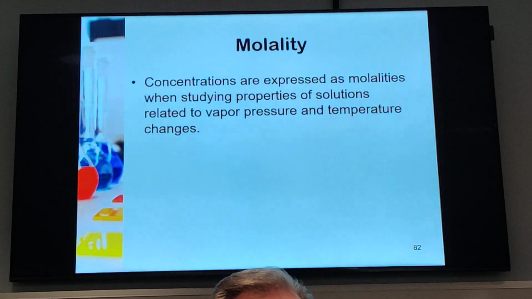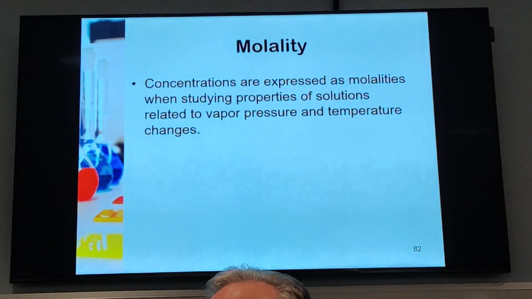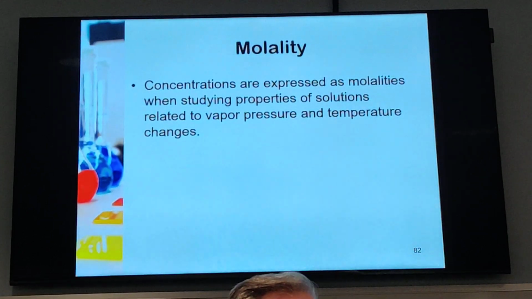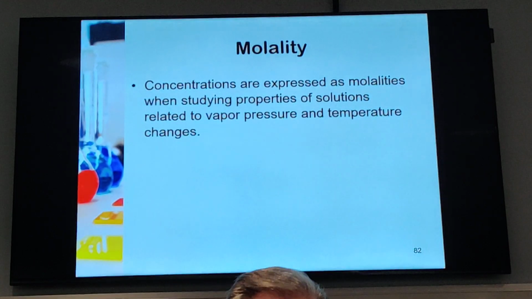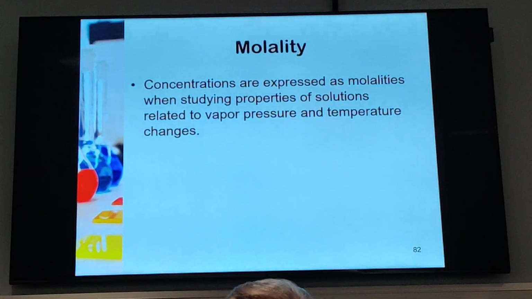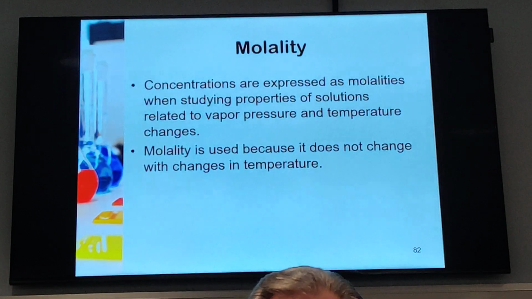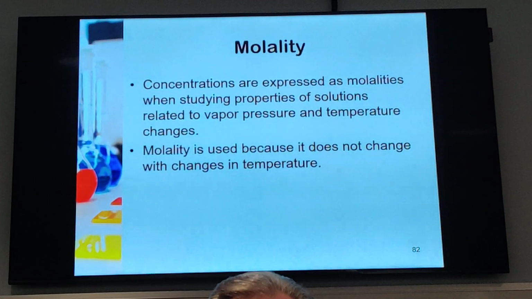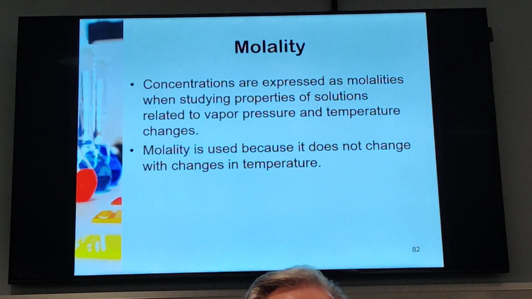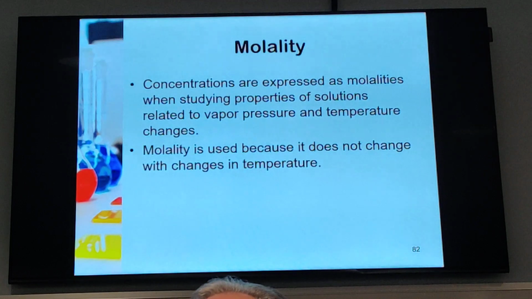The first one we talked about works really well when I'm just mixing chemicals together. But this one doesn't work very well for that. So each one has a specialty. Molality is used because it doesn't change with changes in temperature. The other one changes with temperature because it has to do with volume.